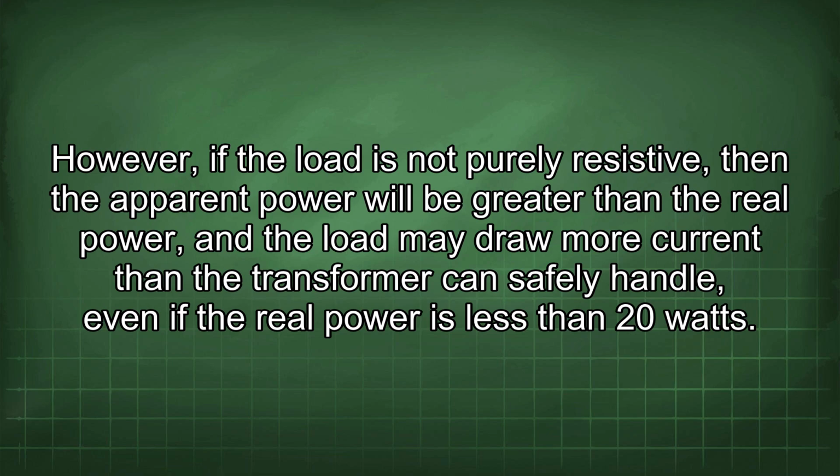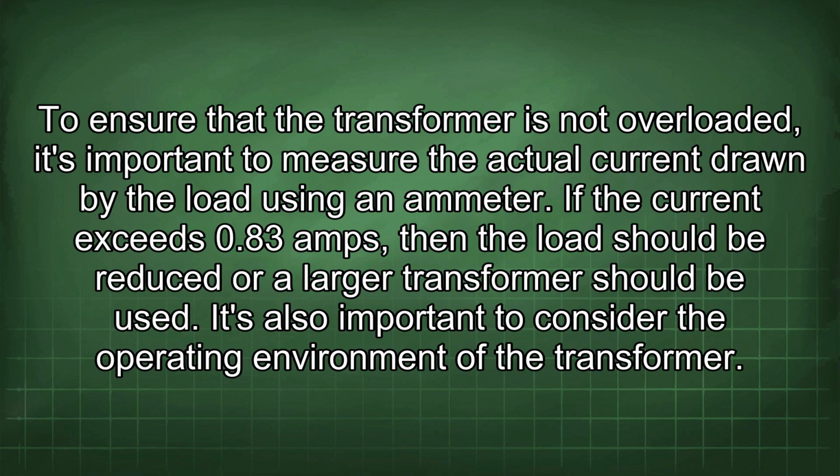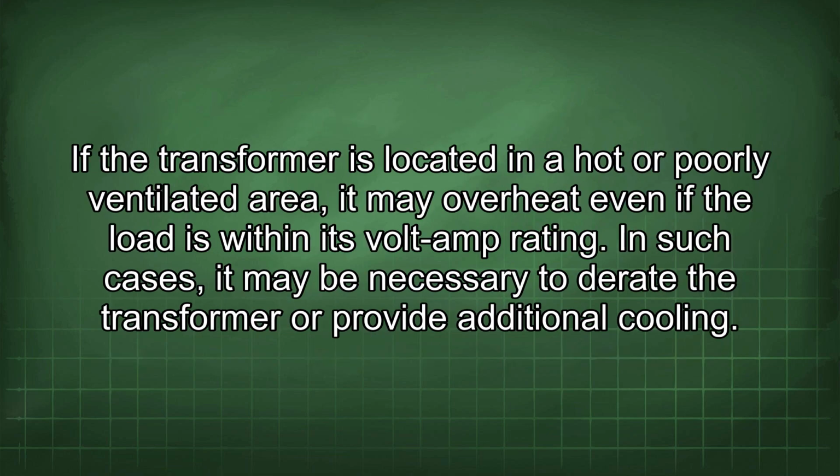To ensure that the transformer is not overloaded, it's important to measure the actual current drawn by the load using an ammeter. If the current exceeds 0.83 amps, then the load should be reduced or a larger transformer should be used. It's also important to consider the operating environment of the transformer. If the transformer is located in a hot or poorly ventilated area, it may overheat even if the load is within its volt-amp rating. In such cases, it may be necessary to derate the transformer or provide additional cooling.